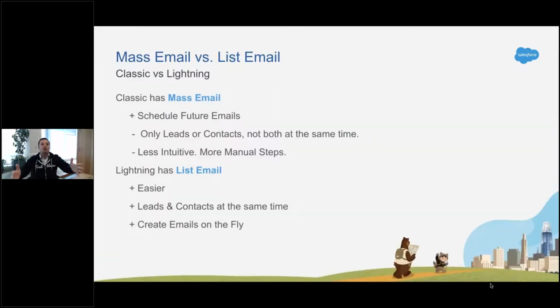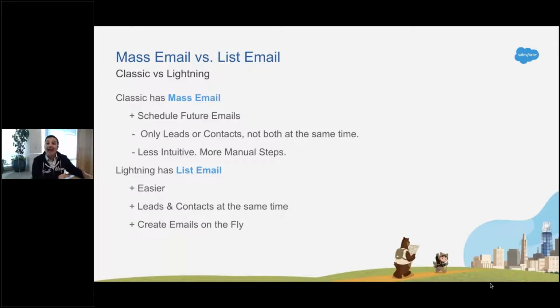All right, now we're to the mass email or list email feature. So Salesforce has Salesforce Classic and Lightning. Classic is the older UI. If you've been a new customer since like 2014, 15, you're probably not in Classic. You're probably just in Lightning. If you've been a customer since 2007, 2010, you might still be in Classic. Hopefully you've migrated to Lightning, but you might be in Classic.